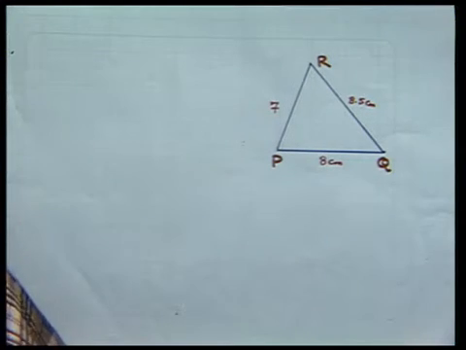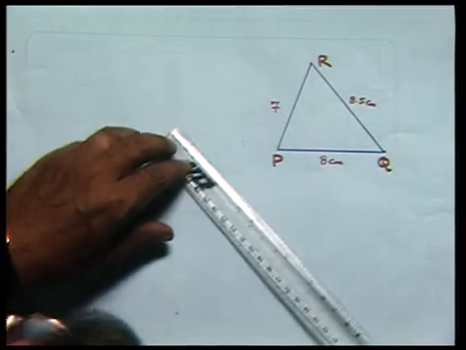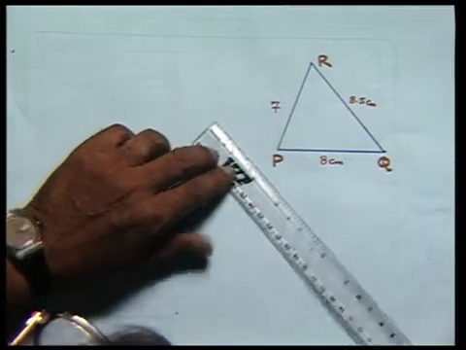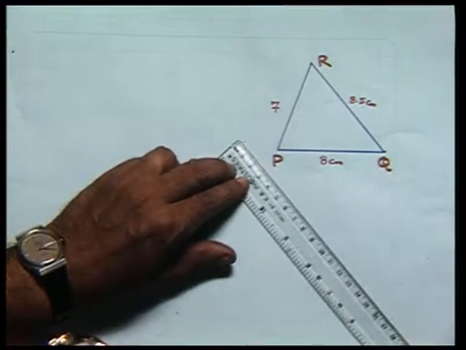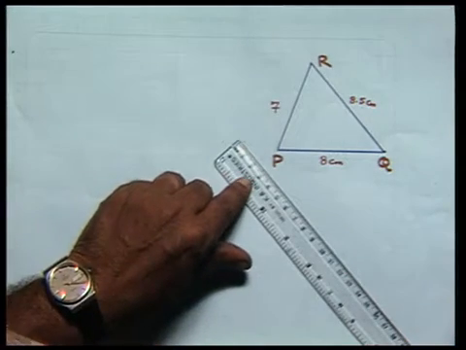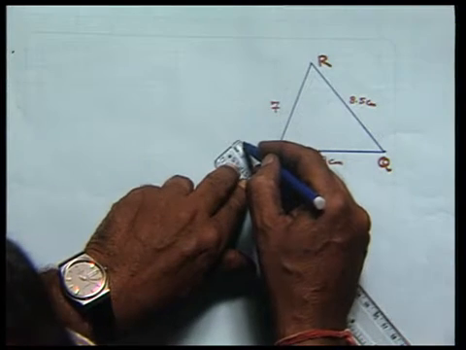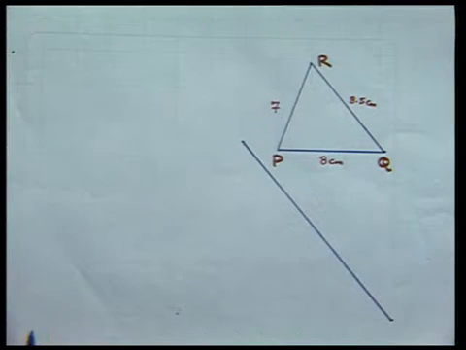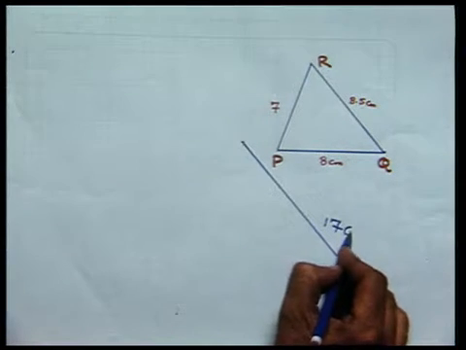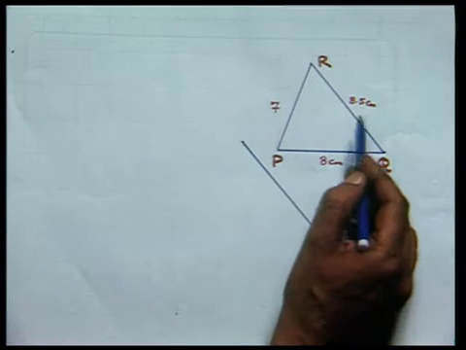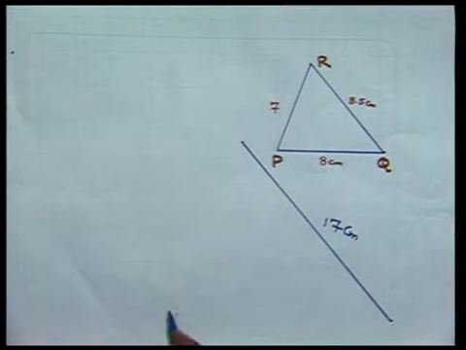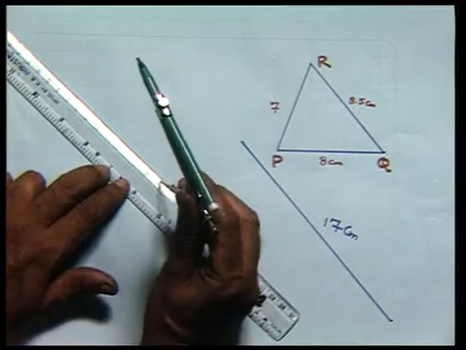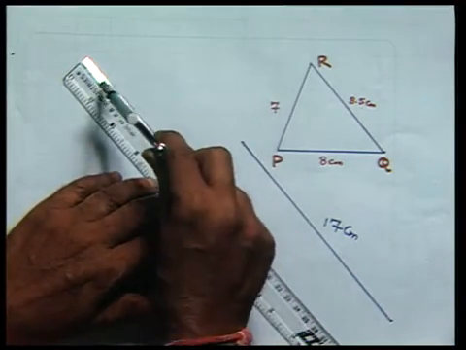So first I take a line which is twice of QR, that is it should be 17. So here is a line which I have drawn, 17 centimeters long. And you can see that 17 is double of 8.5. Now I want to take the other side as 16. For this I will be using the compass. Now here, this is not 16.